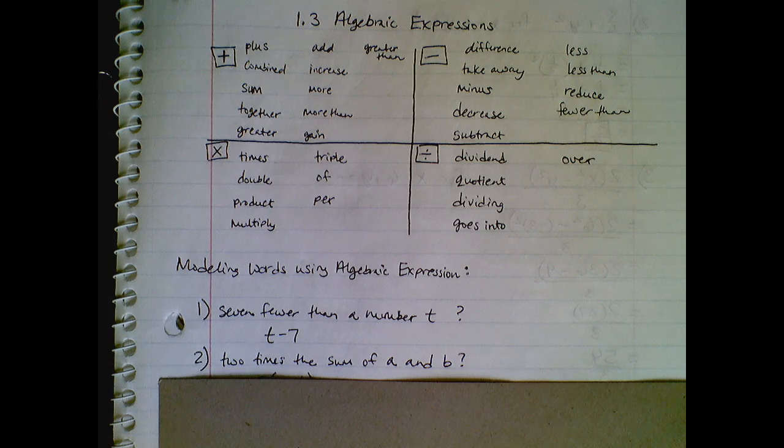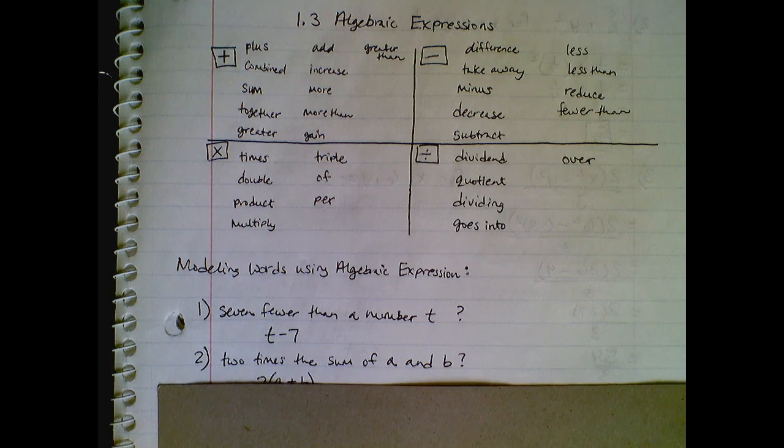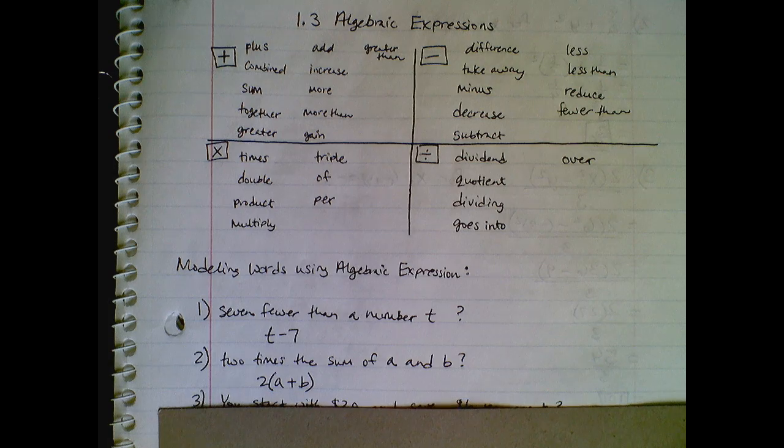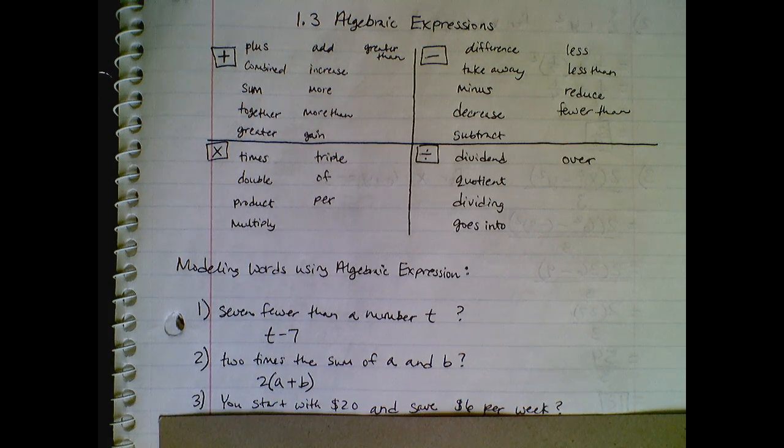Alrighty, number 2 says 2 times the sum of a and b. Now this one has two key terms, times and sum. So it says we're taking 2 times the entire sum of a and b. So to make sure that we take the sum, we're going to put it in parentheses. So 2, and then we're going to do parentheses to mean multiplication. And then we're going to add a and our b together. This one without parentheses would be incorrect.